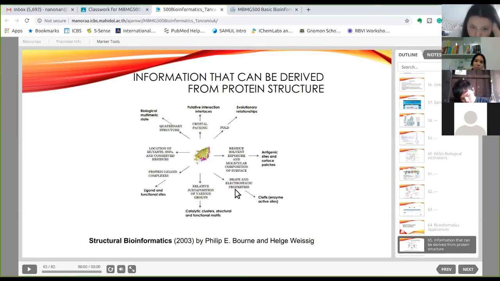You can know the electrostatic properties of amino acids inside the cleft in order to design drugs. You can know antigenic sites and surface patches. So basically, most drug discovery projects are geared towards knowing the target protein and its structure in order to design the correct ligand to do the proper function inside the pocket of those proteins.